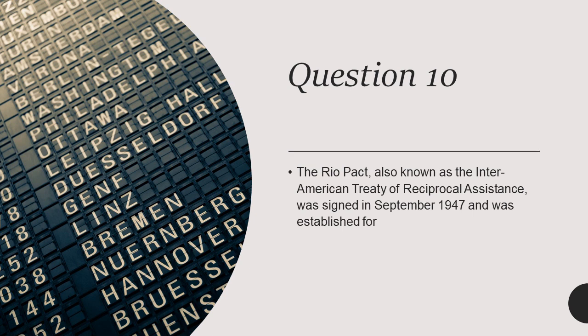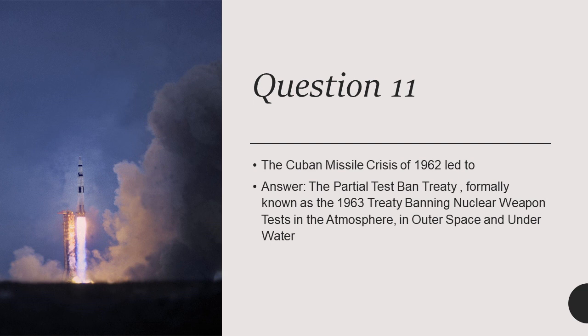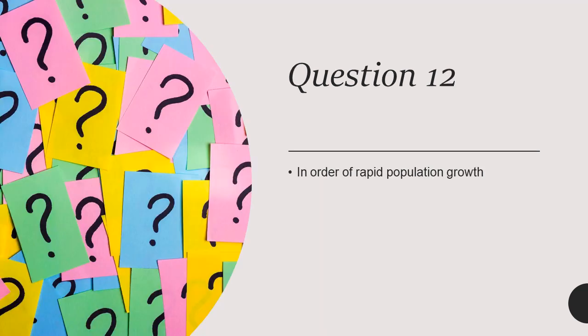The Rio Pact, also known as the Inter-American Treaty of Reciprocal Assistance, was signed in September 1947 and was established for collective security among American nations. The Cuban Missile Crisis of 1962 led to the Partial Test Ban Treaty, formally known as the 1963 Treaty banning nuclear weapon tests in the atmosphere, in outer space, and underwater.